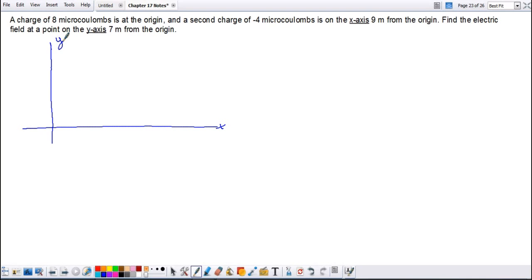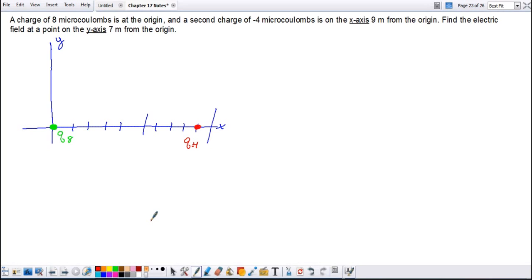So we've got our y-axis, got our x-axis, and one thing we know is that at the origin, there is a charge of 8 microcoulombs. So I'm going to go ahead and label that charge Q8. We also know there's a second charge of -4 microcoulombs on the x-axis, 9 meters from the origin. So I'm going to count over 1, 2, 3, 4, 5, 6, 7, 8, 9. So at 9 meters over, we have a charge of -4 microcoulombs.